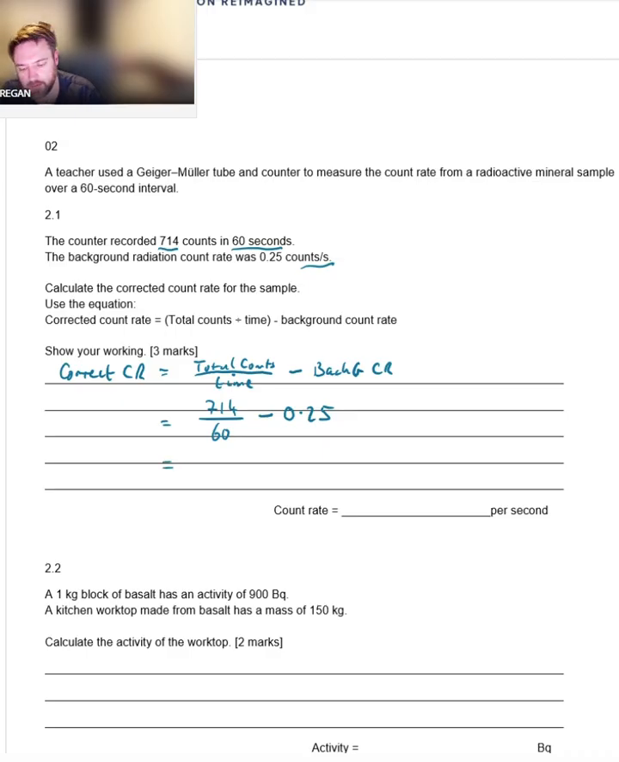Okay, so using a calculator, that gives you 11.9. Subtract 0.25. Again, using the calculator, will be 11.65, and that is counts per second. So if I fill it in on the answer line, there we go. Our marks are, roughly speaking, for this part here, the calculation of 714 over 60, and then for showing that we're going to then subtract 0.25, and the third mark is for a final answer.